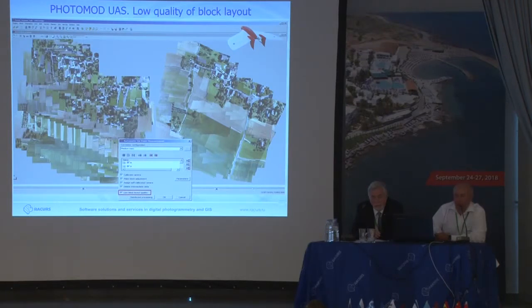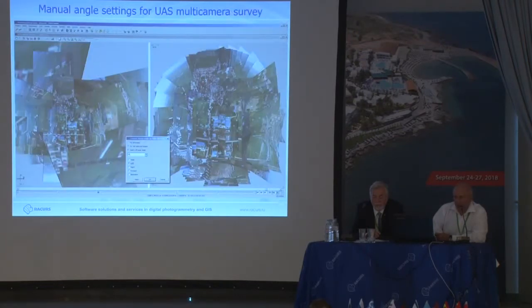Another case of a bad montage, block layout. This is an option, low quality of block layout it's called. Despite problems you might have, it helps you generate triangulation based on tie points. Well, we used to have something like that, but it has been considerably modified. Another option is manual angle setting, which is very peculiar, I might say.